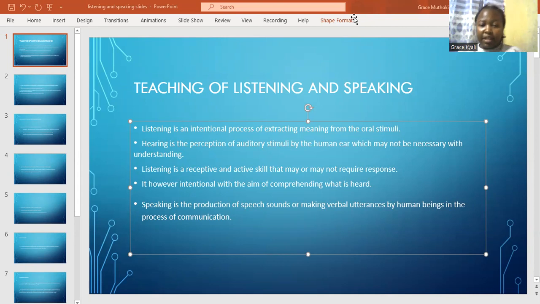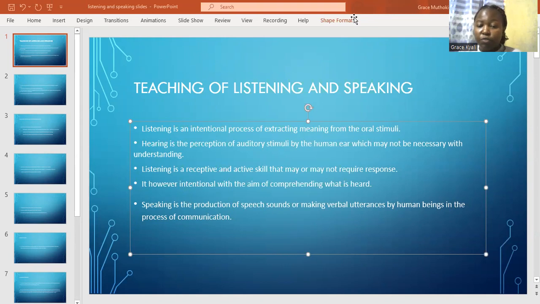First, we're going to define terms, and our first term to define will be listening. What is listening? Listening is an intentional process of extracting meaning from the oral stimuli. Hearing is the perception of auditory stimuli by the human ear, which may not necessarily come with understanding. Listening is a receptive and active skill that may or may not require response. It is, however, intentional, with the aim of comprehending what is heard.